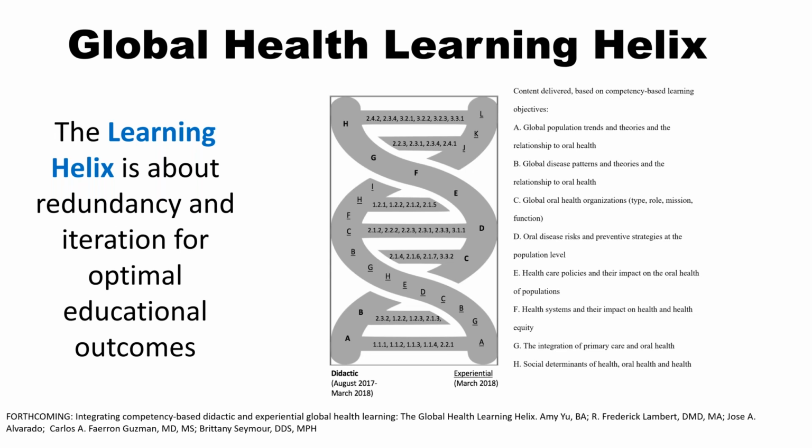So the Global Health Learning Helix is about redundancy and iteration. This is something really important in education, which is not the same as repetition. Repetition is important, but more than repetition, we want to have students reach the same competencies through different ways, and that's what we do with this Global Health Learning Helix model. Now you'll be able to read a little bit more about this in the forthcoming article that we're publishing in the Journal for Dental Education. It should be out soon. If you're interested, we'll send you the link to that article.